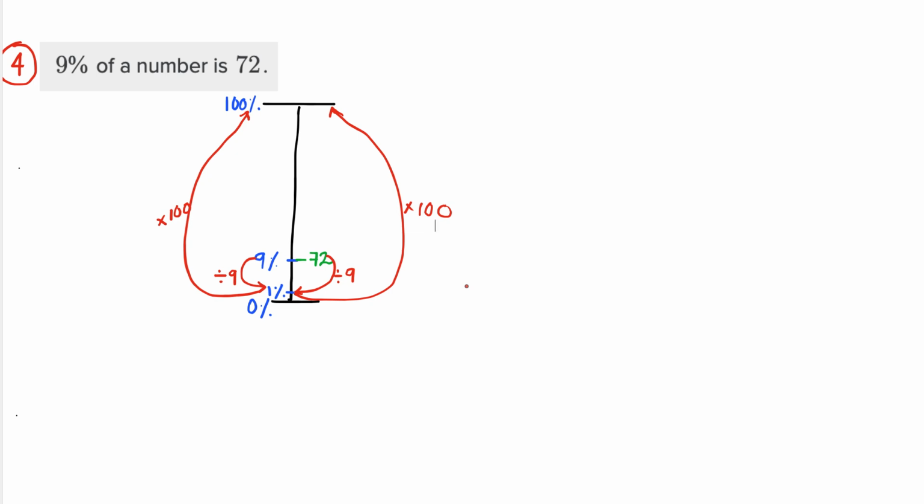So in your calculator, if you do 72 divided by 9, which you know is 8, times 100 is going to be 800. But let's use our calculator. So 72 divided by 9 times 100. Boom, 800. So that's our whole. Okay? Wonderful, girls.